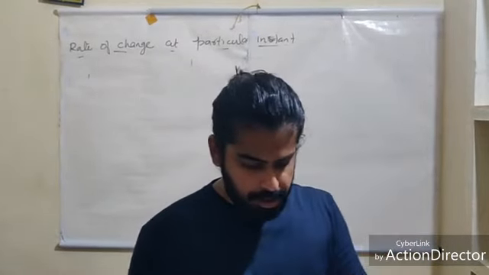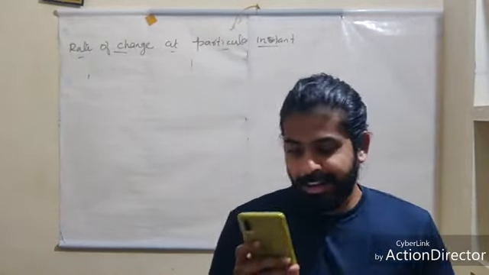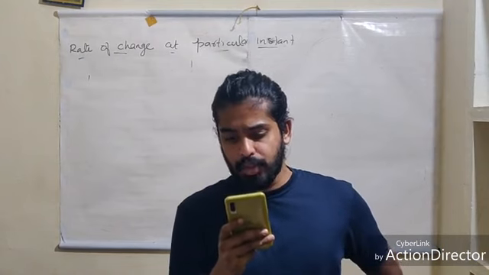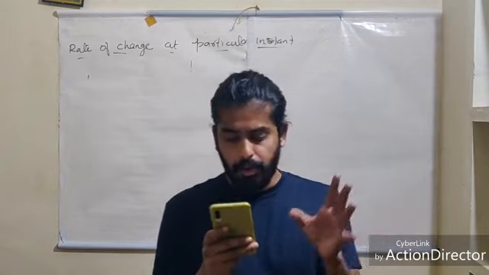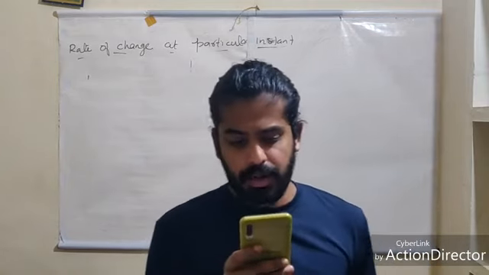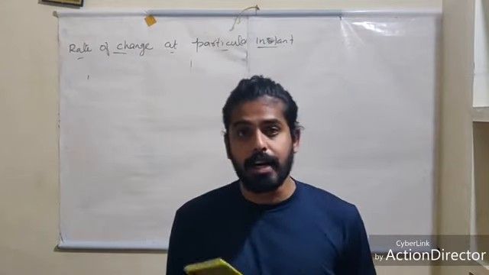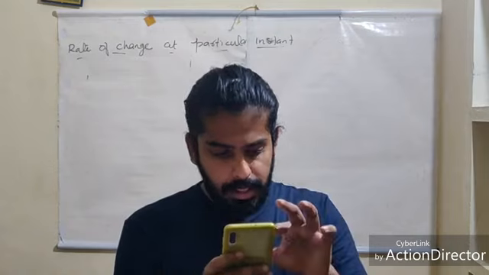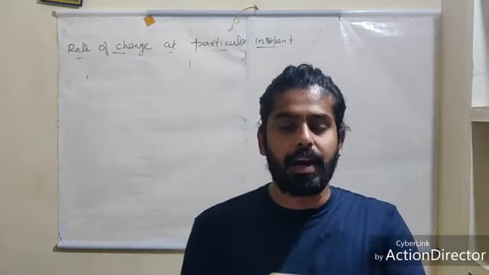The question is: the total revenue in rupees received by the sale of x units of a product is given by R of x equal to 3x square plus 36x plus 5. Find the marginal revenue when x equals 5, where by marginal revenue we mean the rate of change of total revenue with respect to x.